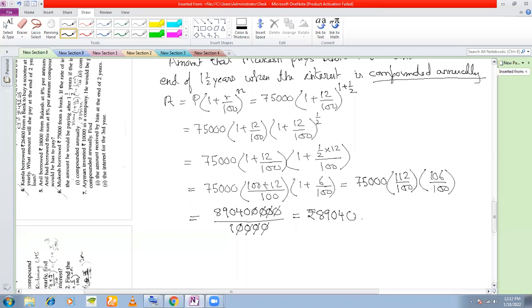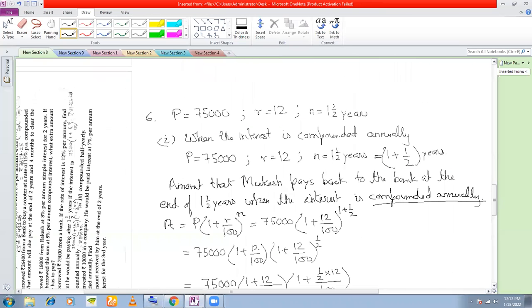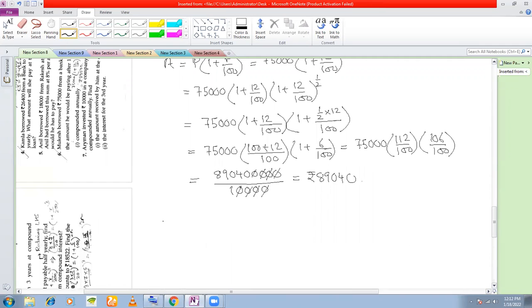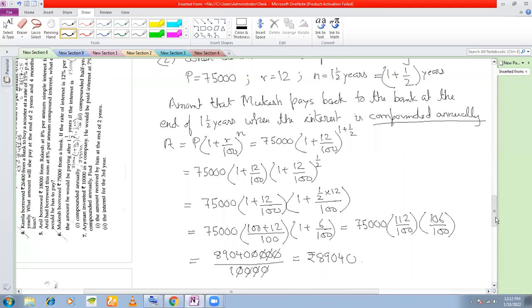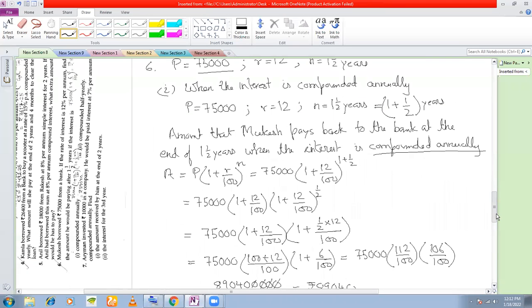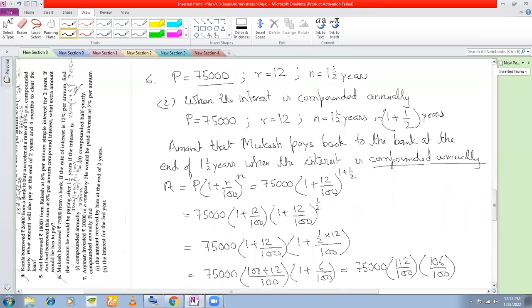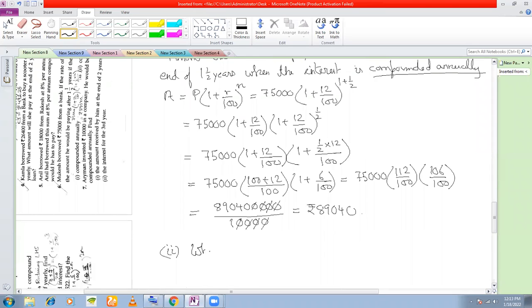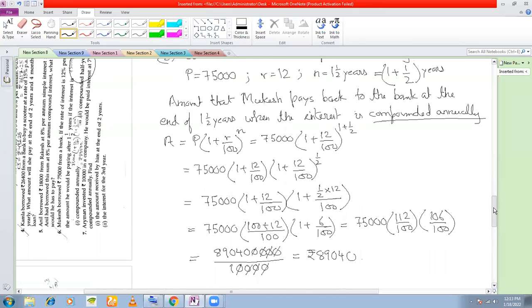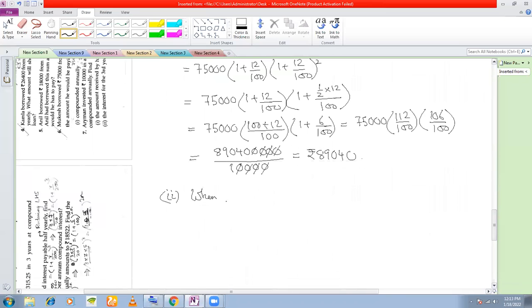Now, in case you borrow the same amount, 75,000, from a different bank, how much will you have to pay for the second one? In this case, what happens for the second part of the problem? They have said when the interest is compounded half yearly. So let's calculate, when the interest is compounded half yearly.